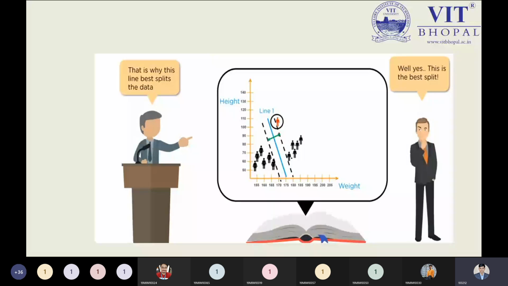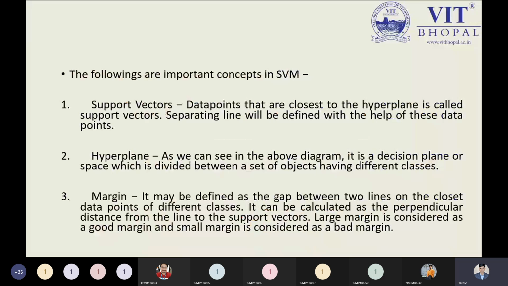Now, after understanding this point, we have some theoretical part over here. What are the terms we need to keep in mind for the coming slides? Let me explain. Support vectors: data points that are closest to the hyperplane are called support vectors, and that is the reason this model is known as the support vector machine. In machine learning, we use the support vector approach to solve our problem and classify the information.